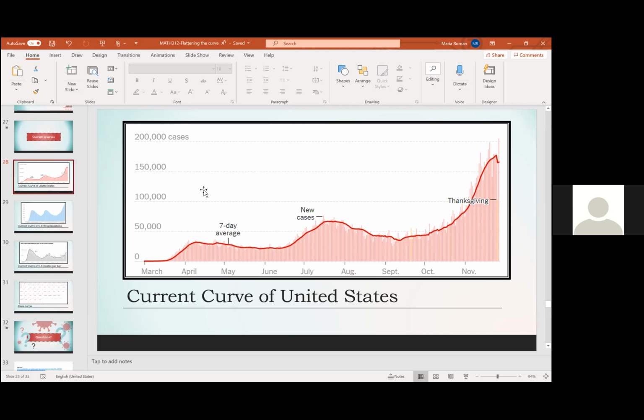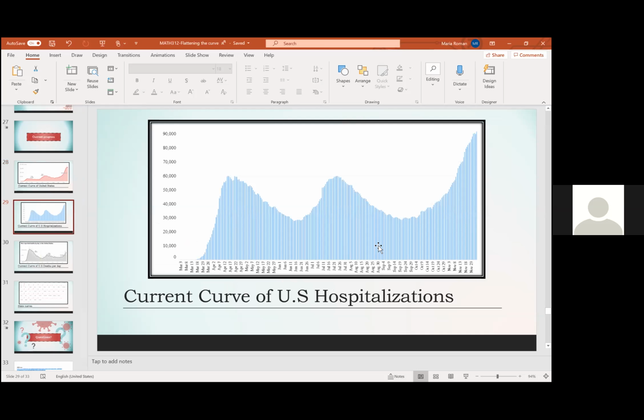Well, I'm just trying to get a sense of how to read this. If you go to the next plot, okay, to me that seems a more useful curve because that's not going to depend on the amount of testing you're going to do.